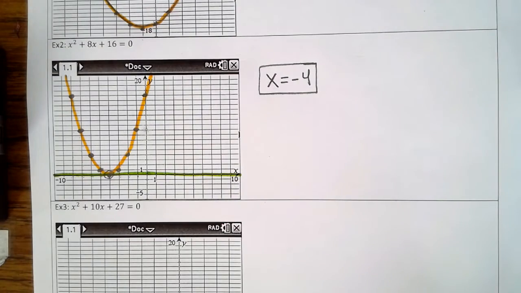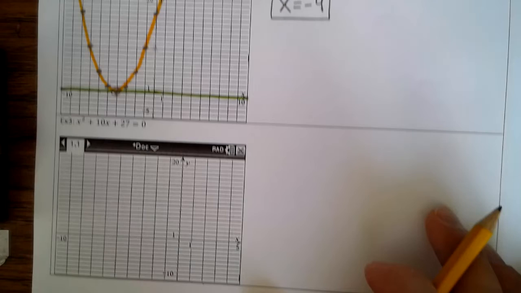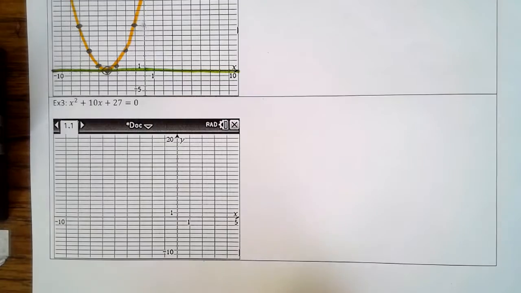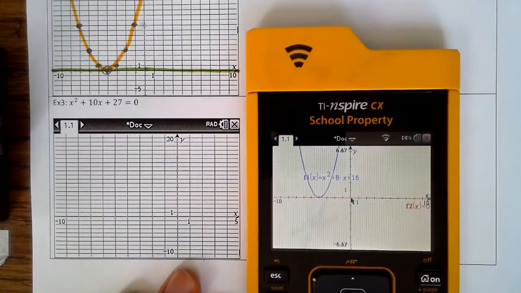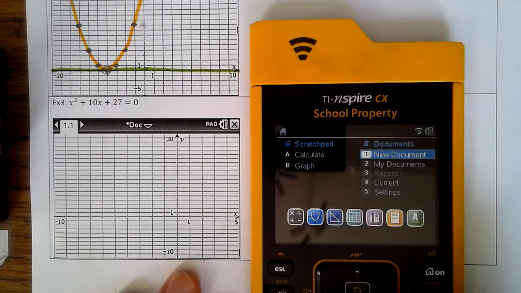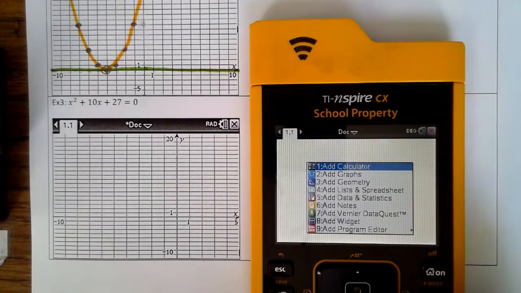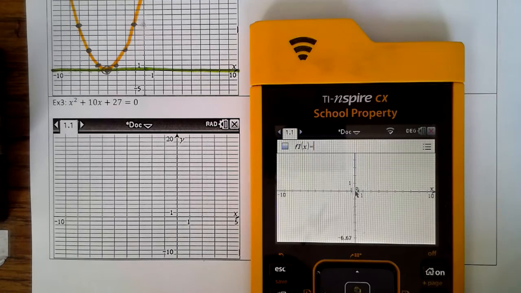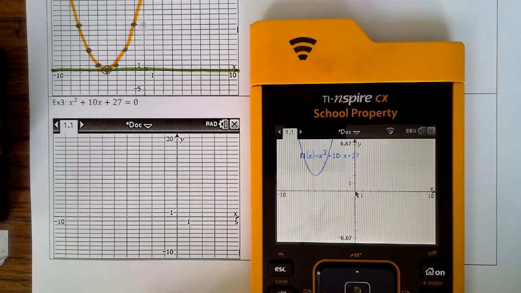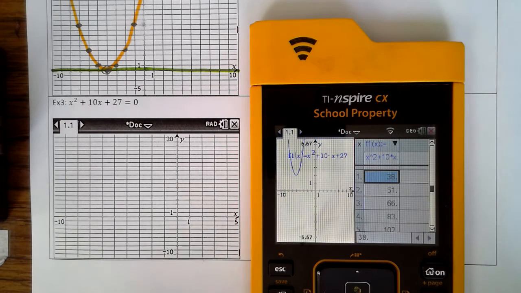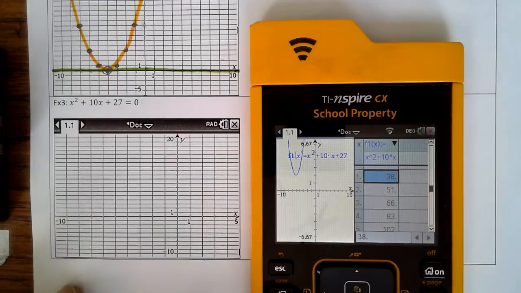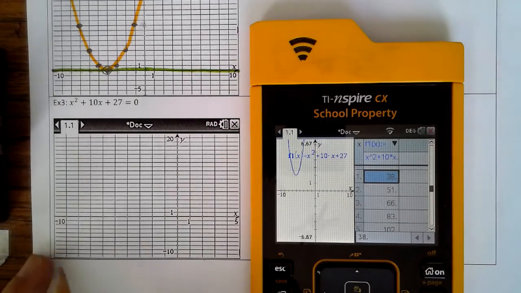Okay, so again, we're going to use our calculator to graph. So we're going to go to on, new document, no, add graph. Graph the left side, so that's x squared plus 10x plus 27. Press enter. Press Control T. Now this looks like this table goes to -10. Our graph goes to -10, so we're going to go to the x value of -10.